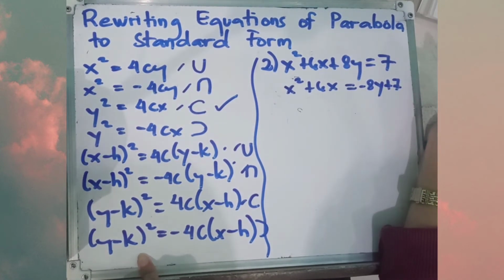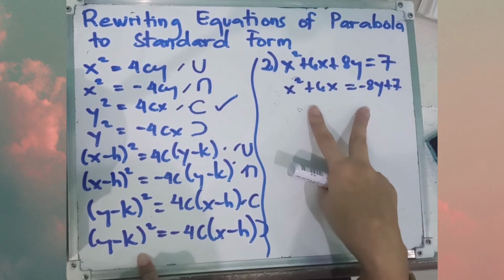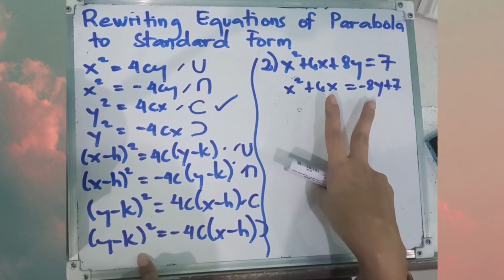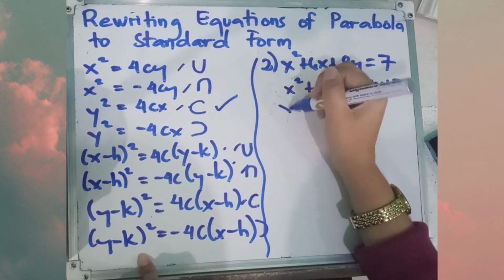Next, we will do completing the square. I don't know if you can still remember, but we already did completing the square when we were converting equations of the circle into standard form. So if you forgot, this is what we need to do.